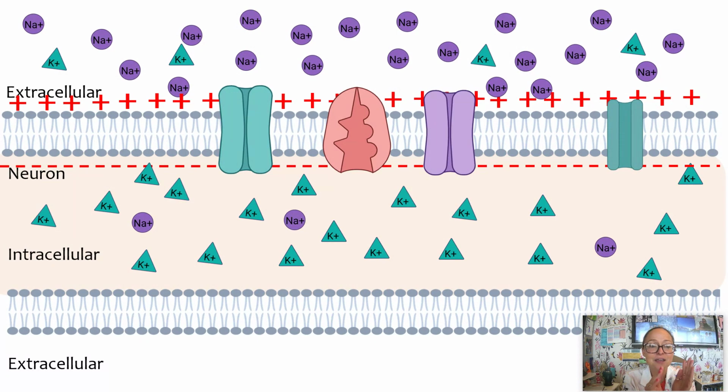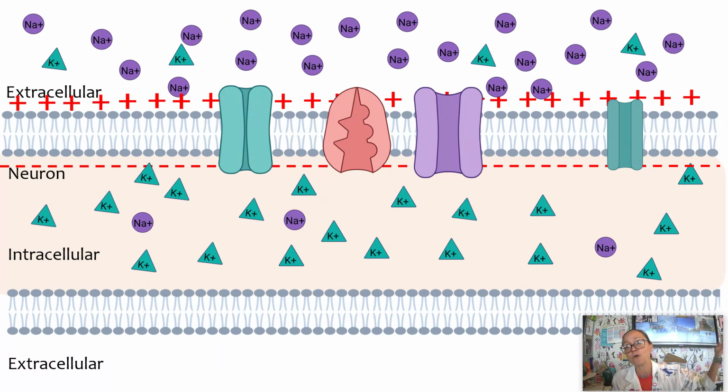These purple and green proteins on my screen are actually voltage-gated ion channels. When the voltage or the charge inside the cell changes, that triggers the opening of this gate, this voltage-gated ion channel. Now, this only happens if the neuron receives a signal or a message, usually from a neurotransmitter.